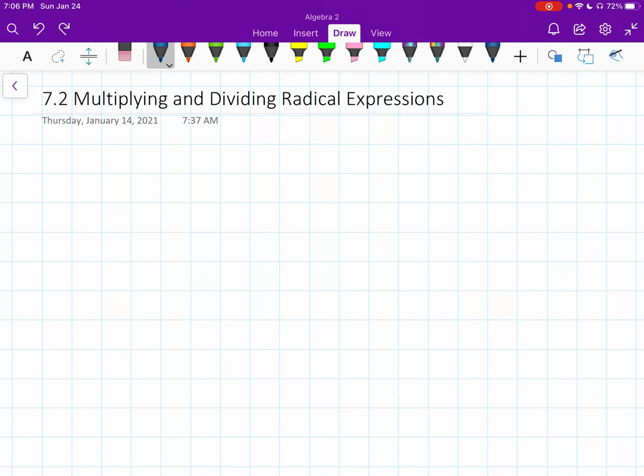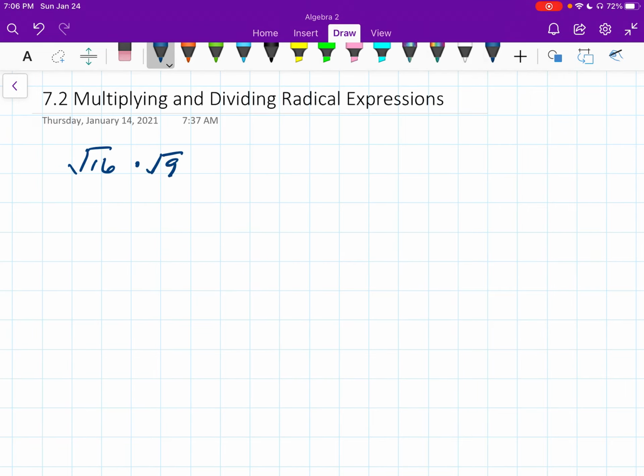All right, Algebra 2, 7.2, multiplying and dividing radical expressions. So starting off, let's just look at root 16 times root 9. Well, we can either say that that is 4 times 3, which is 12, or, and what's going to be new, this is the same thing as root 16 times 9, which is root 144, which is 12. So we can get it either direction.